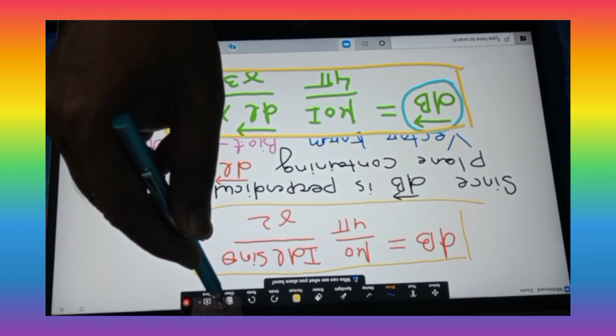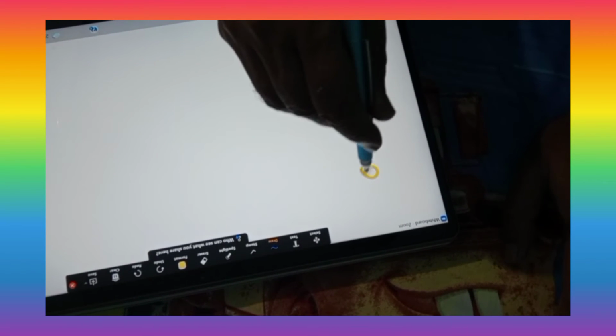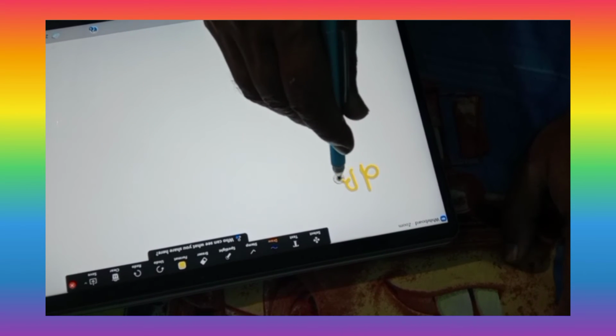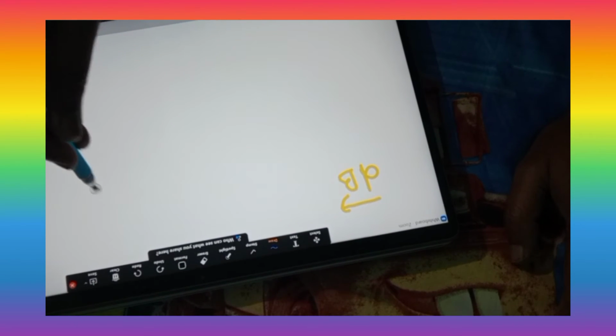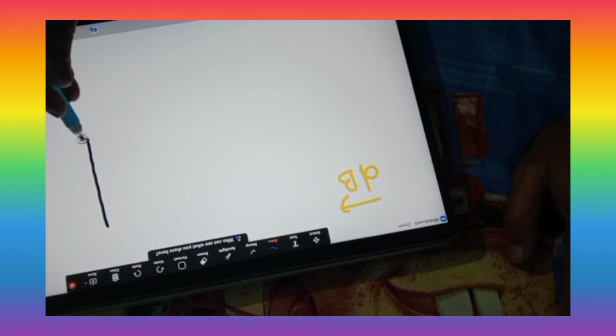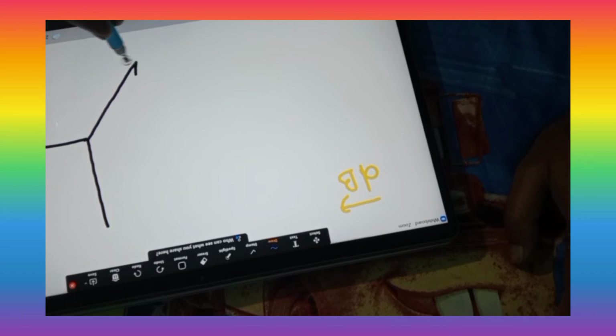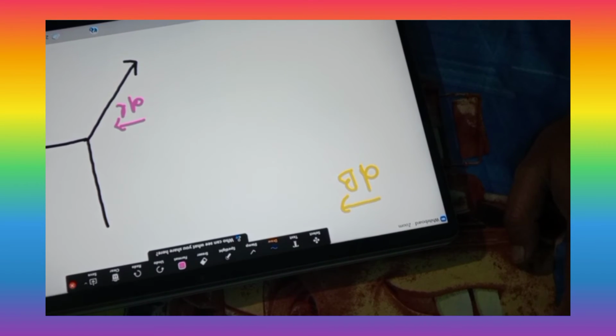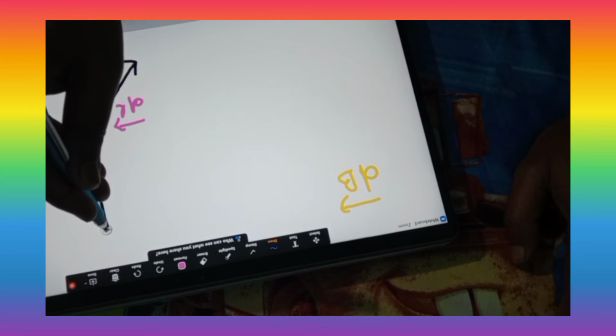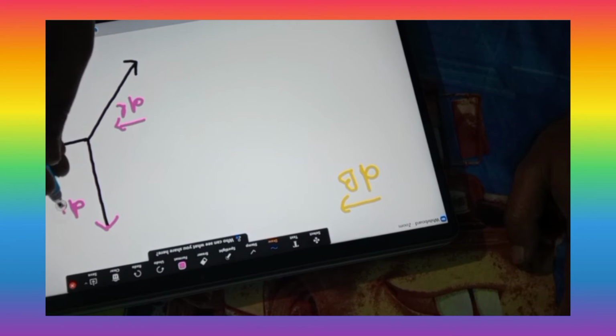Let's see now. What is the direction of dB? The direction of the magnetic field due to the current element. What is the direction of the magnetic field due to the current element? Here you see, the magnetic field is a vector quantity. Suppose this is the length of the current element dl, and this is the position vector, and this is the direction of the magnetic field.